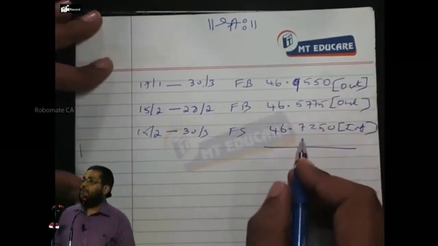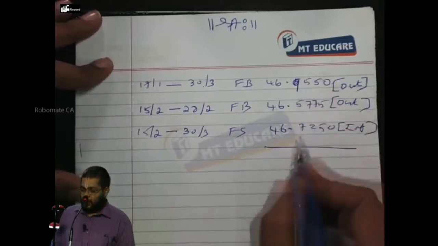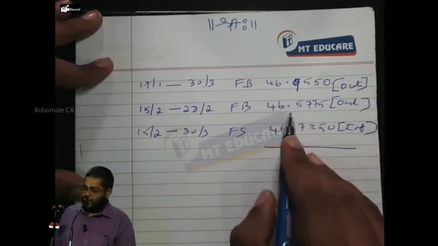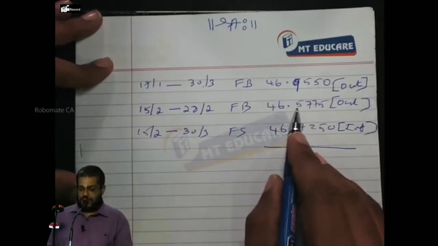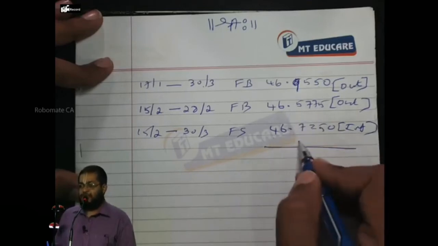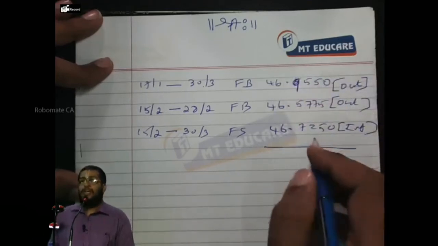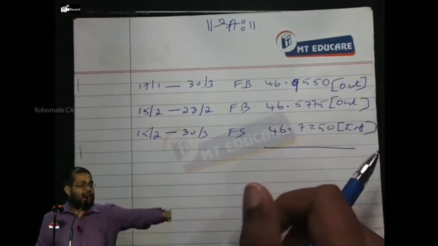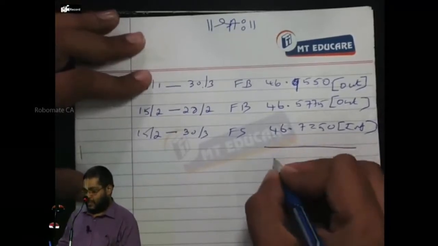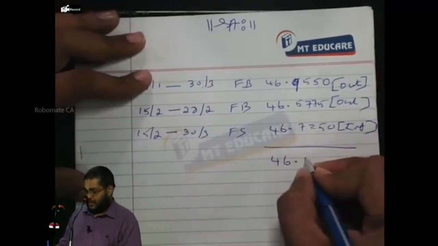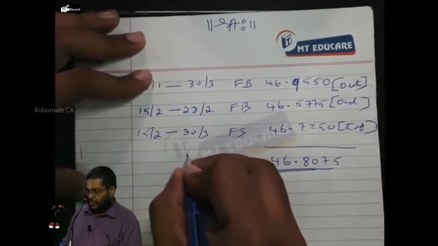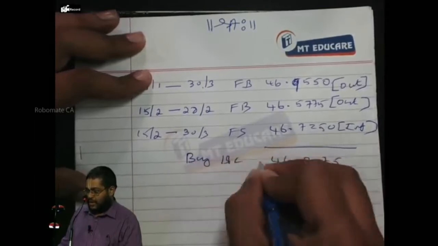Now, tell me, due to the three transactions, I'll be having a net outflow or not? Two outflows and one what? Inflow. Can I add the two and reduce the third? Tell me the number here. 46.9550 plus 46.5775 plus 46.725 minus 46.7250. Add the two outflows and reduce the one inflow, because all three I should do with the bank. Right or not? Tell me. What number do I want to get? 46.8075.